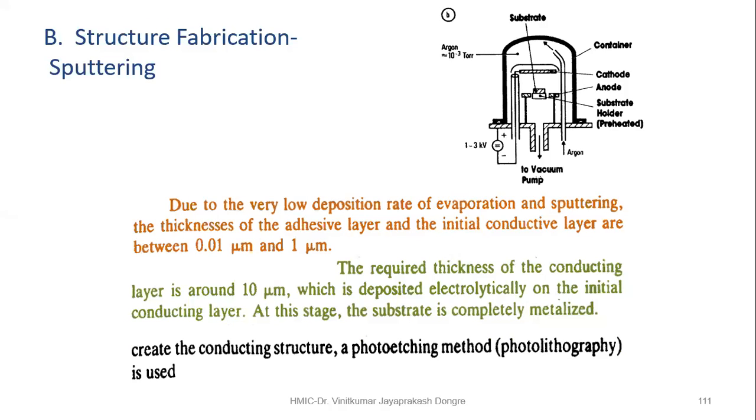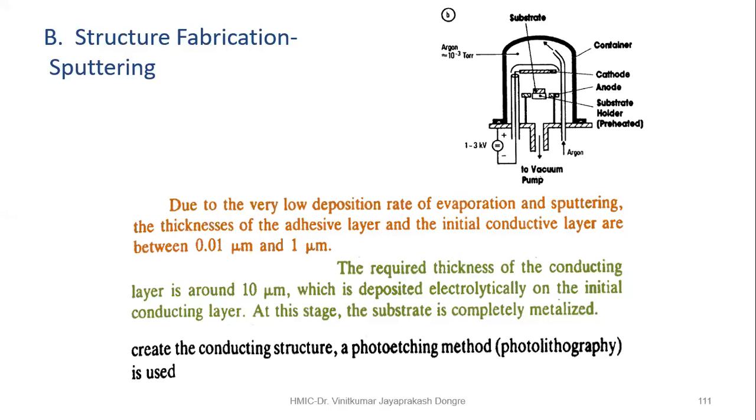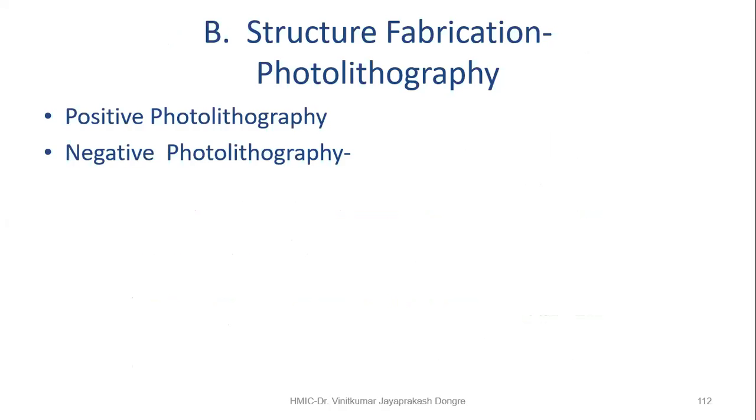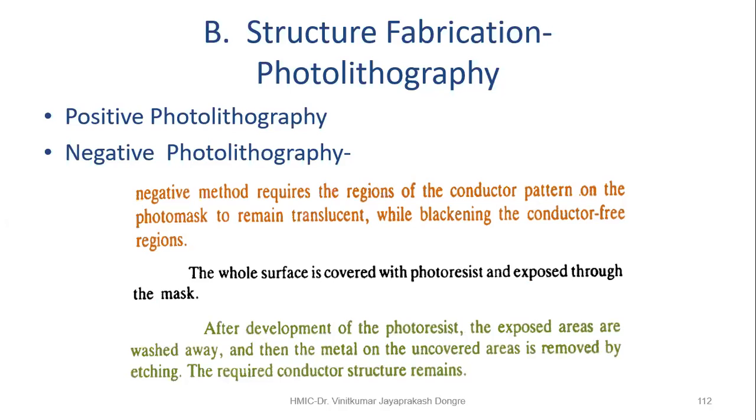Create the conducting structure. If a photoetching method, photolithography, is used. So this is regarding sputtering. Now structure fabrication. Photolithography is the next method. In photolithography there are positive photolithography and negative photolithography. So what do you mean by the positive one? Next. Read this.